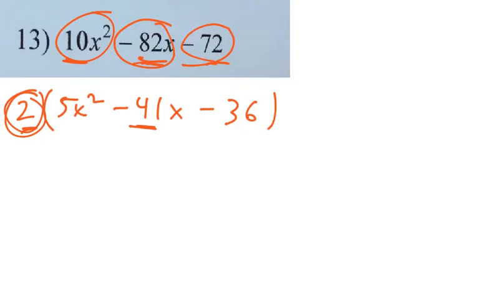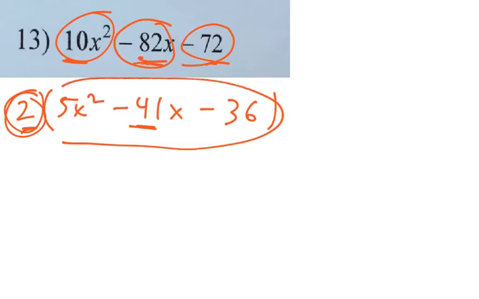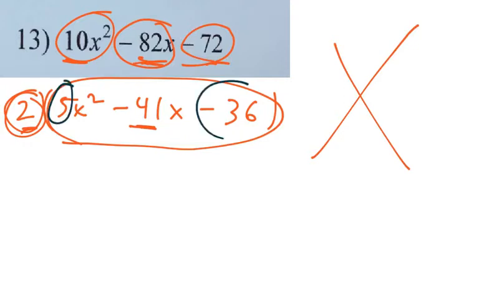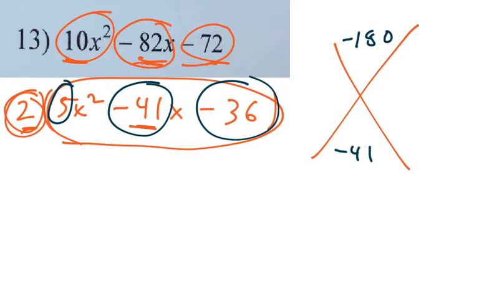This one's a tougher one. So, how are we going to factor this? We're going to have to do the X method, right? And I know 5 times negative 36, again, use your calculator, guys, but that's negative 180. And I notice I need a sum of negative 41 in the middle. So, how are we going to make this happen?